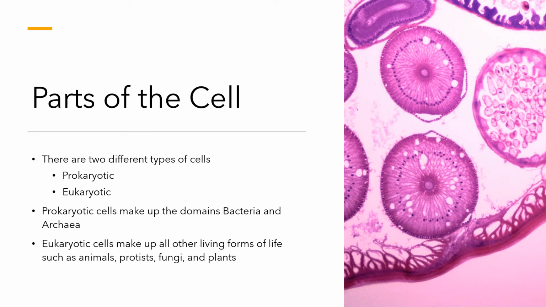So now we're going to go over the parts of the cell. There are 2 different types of cells. The first one is prokaryotic and the next one is eukaryotic. So prokaryotic cells make up the domains bacteria and archaea, and then eukaryotic cells make up everything else, such as animals, protists, fungi, and plants. Those are going to be discussed in the next few slides. We won't go into archaea that much. Just know that those are prokaryotes.